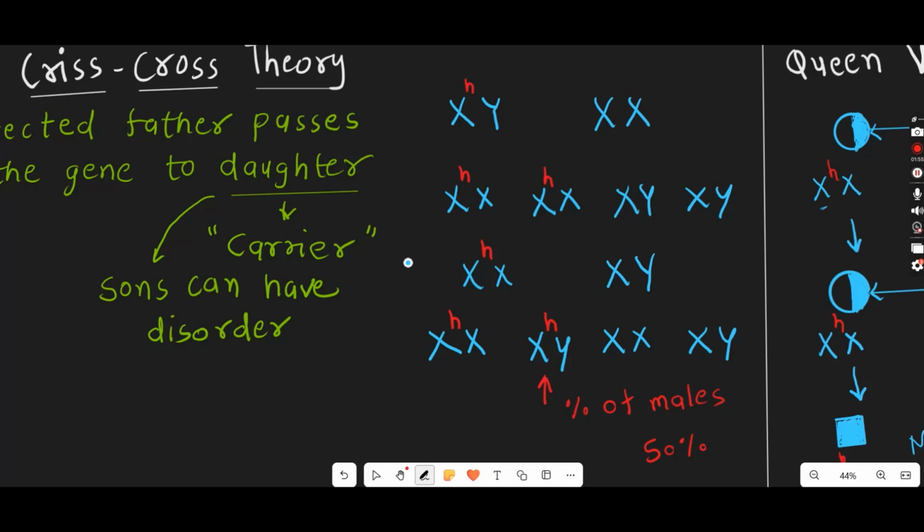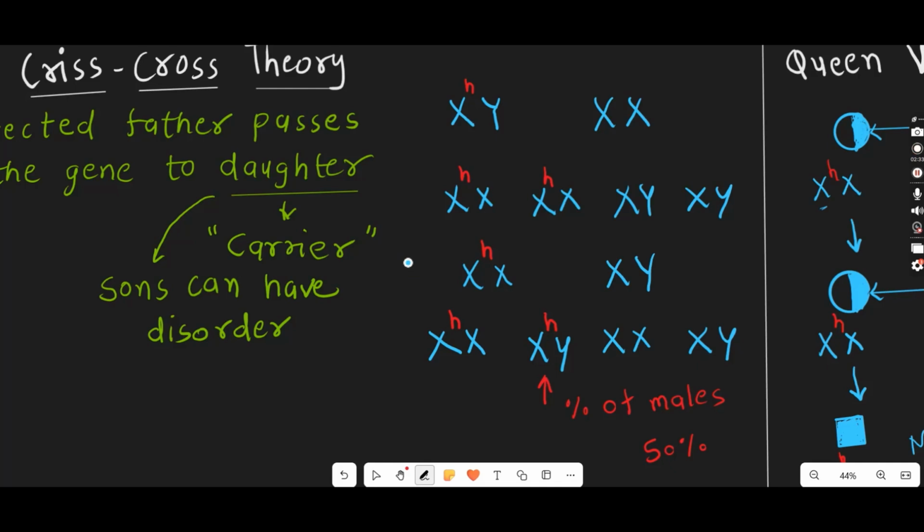Let's look at four probabilities. X with H represents the hemophilic gene: X^H X, X^H X, XY, and XY. So in the first generation, all the females will be carriers and all the males will be healthy males. What happens in the second generation?